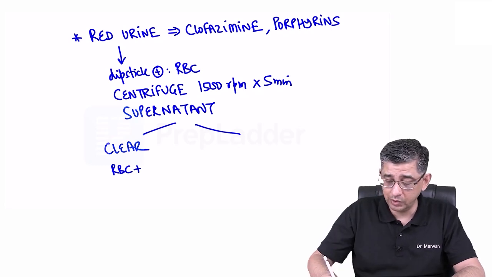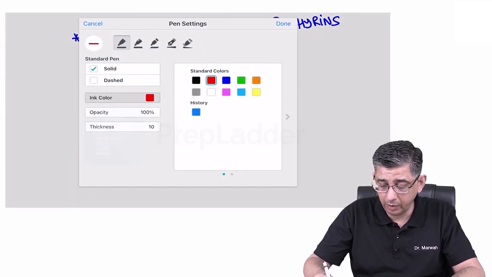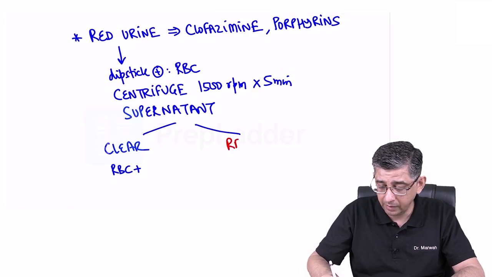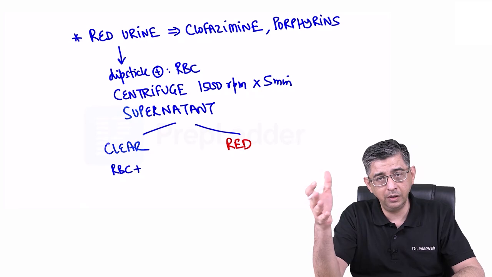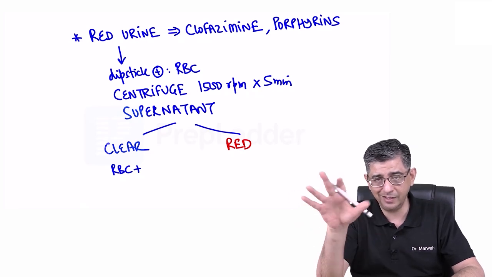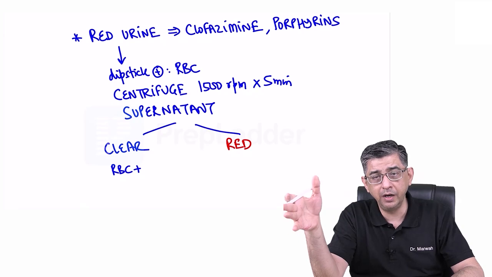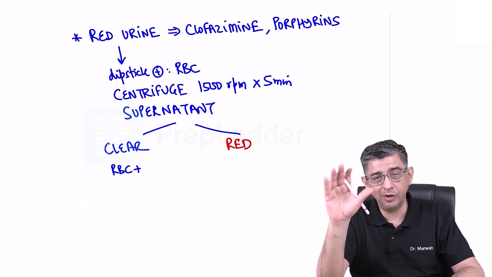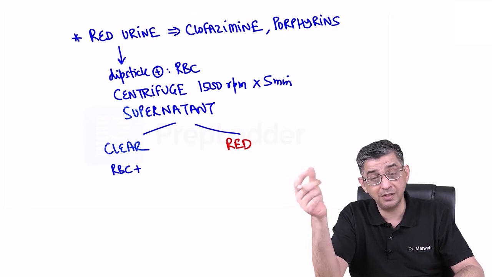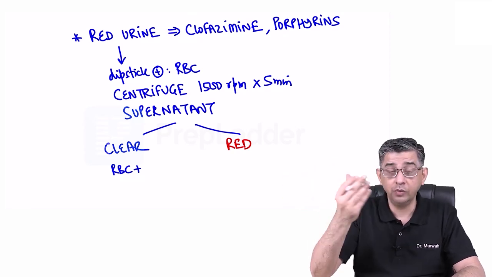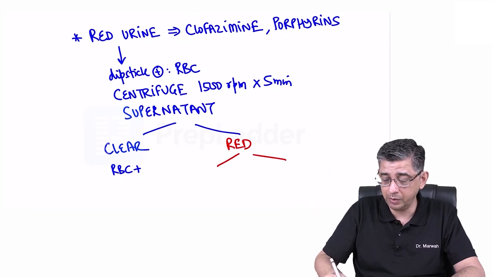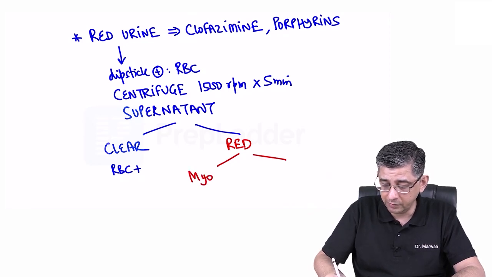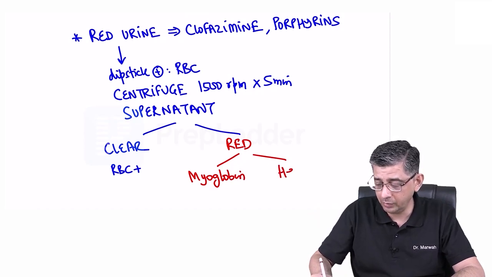But suppose you have done this activity, but the supernatant is still red. I mean, a person came to you with red urine, you checked by dipstick, it's turning out to be positive for presence of blood, you centrifuged it, but it's not getting cleared, there are no RBCs present, the supernatant is still red. Then the differentials which are possible are to be remembered. There could be two proteins which could be causing the urine to be red. One could be myoglobin, second could be hemoglobin.